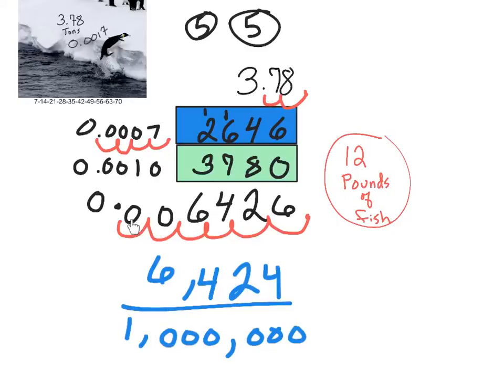Hey, but that's not really the answer you need. This right here is the answer you need. You should have 0.006426. That's what you should have.